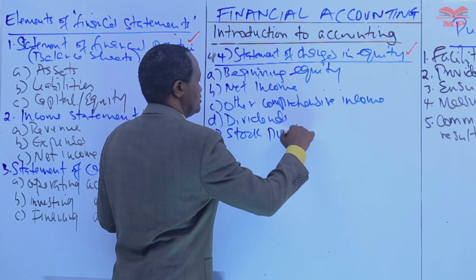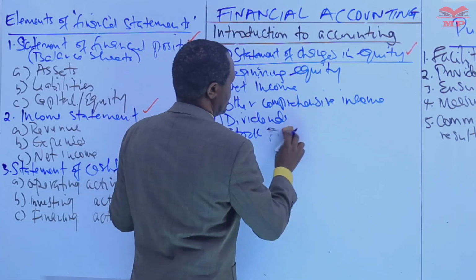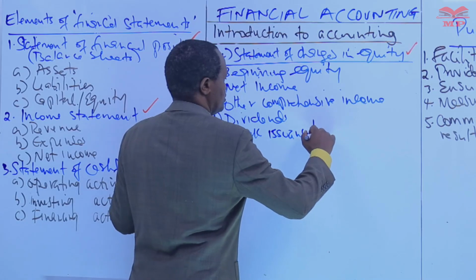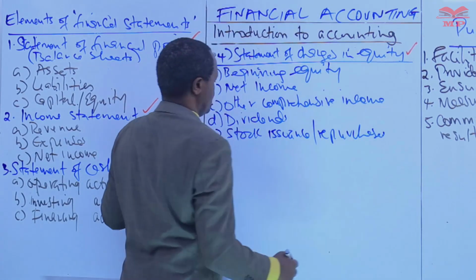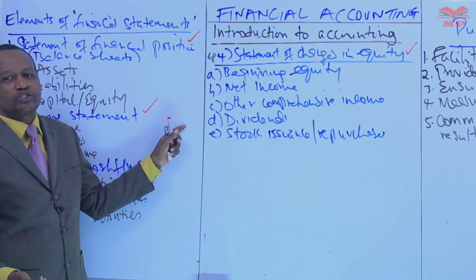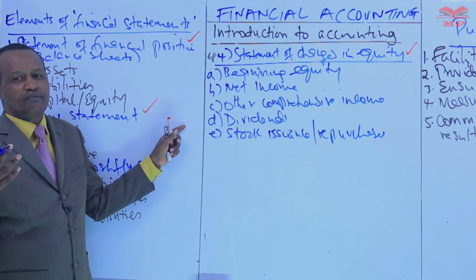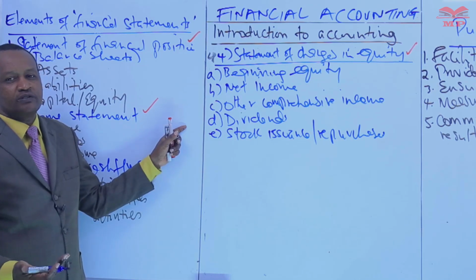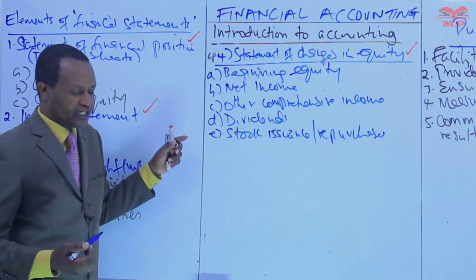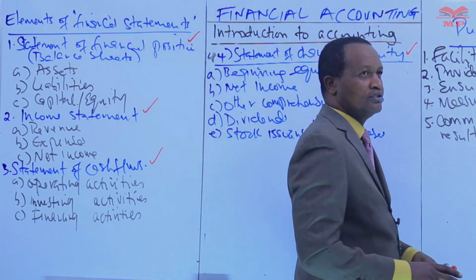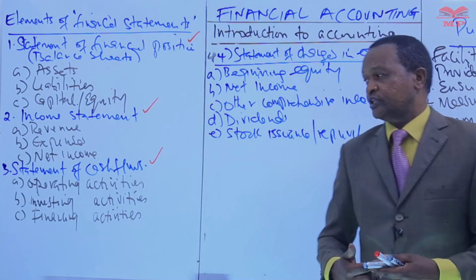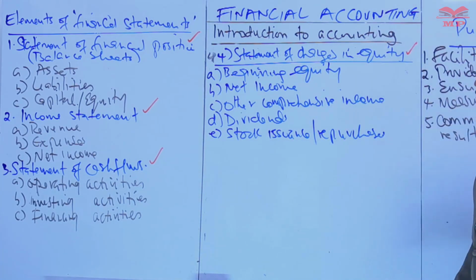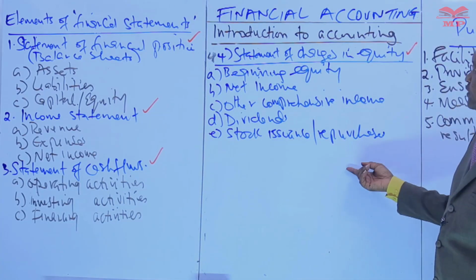stock issuance or repurchase. These are activities that increase or decrease equity through changes in the number of shares outstanding. You understand? If the company issues shares and shareholders buy the stocks, that will be part of the statement of changes in equity. If the company repurchases the stocks that were previously issued, then that again is part of the statement of changes in equity.